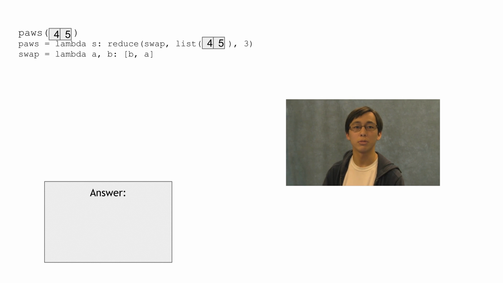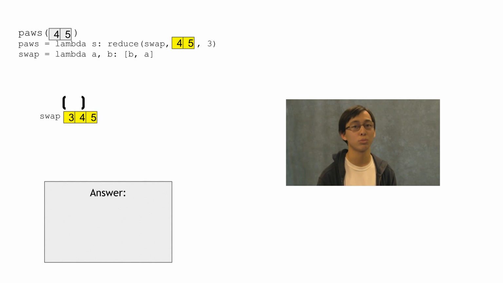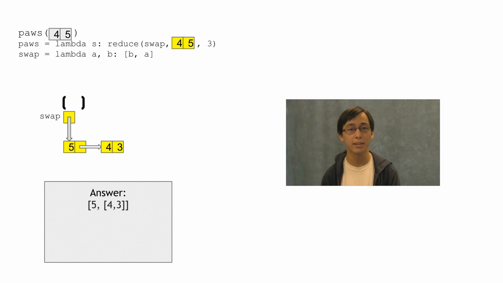So now pass into the reduce function the swap function, our list containing 4 and 5, and 3. Okay, so let's put 3 at the front of the list and call swap on 3 and 4. And as you can see, swap gives us back a list. So we have a list containing 4 and 3, and now we call swap on that and 5, which is going to give us a list containing 5 and a list containing 4 and 3. And that's our answer. On to the next question.